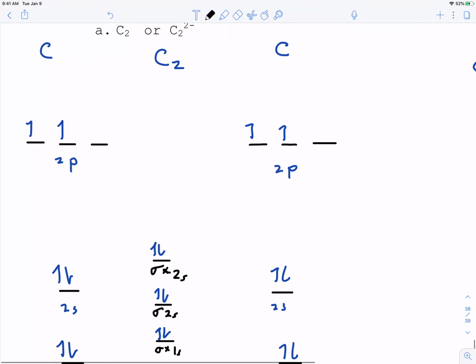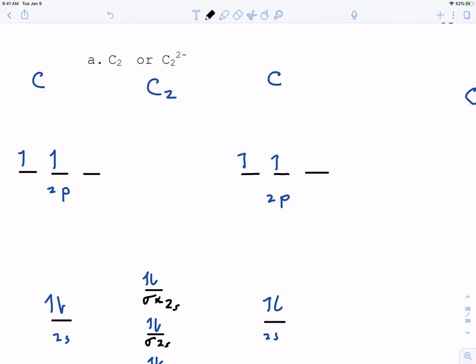So carbon, as I've said before in a previous video, boron, carbon, and nitrogen have what is called a large 2s 2px interaction. What that means is the pi is lower. So we're going to put the pi from the 2p lower than the sigma 2p.